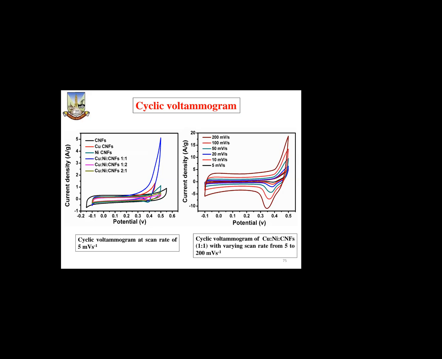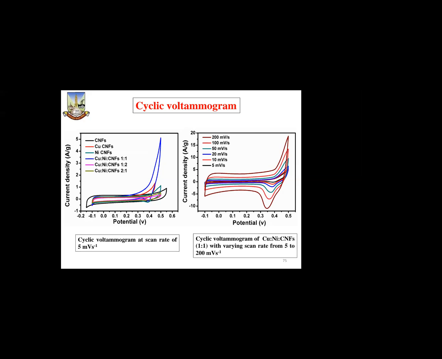We have done the galvanostatic charge discharge curve study as well. If we look into this, 1:1 is showing maximum charging and discharging time. But in the other two cases, charging is very fast, but discharging is also very fast. Here charging is fast, but discharging is very slow. This is the GCD curve of copper nickel carbon nanofiber with varying current density from 1 to 50 ampere per gram. We have done the cyclic stability, and cyclic stability is higher in the case of 1:1 as compared to the nickel copper nanofiber and copper nickel nanofiber.